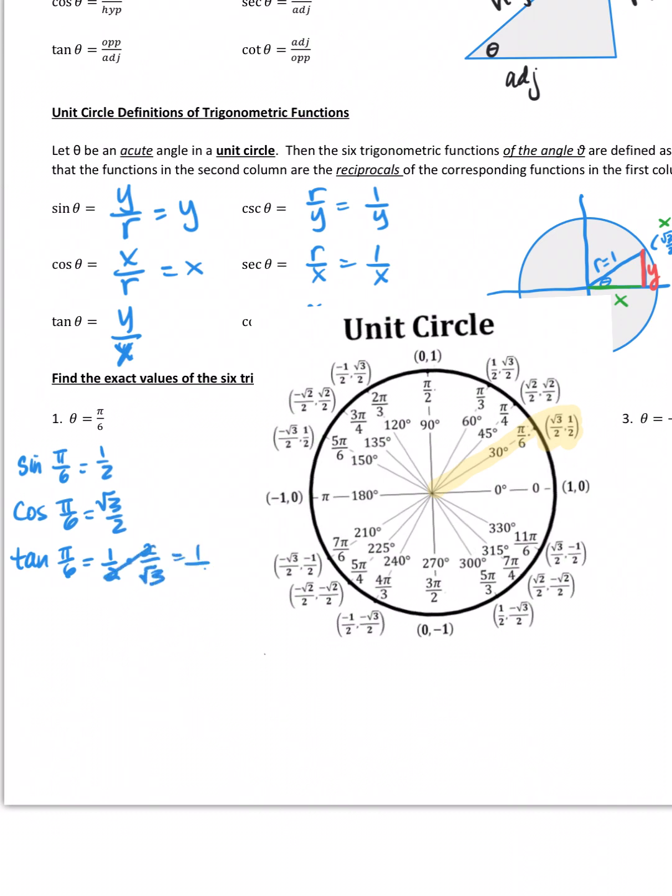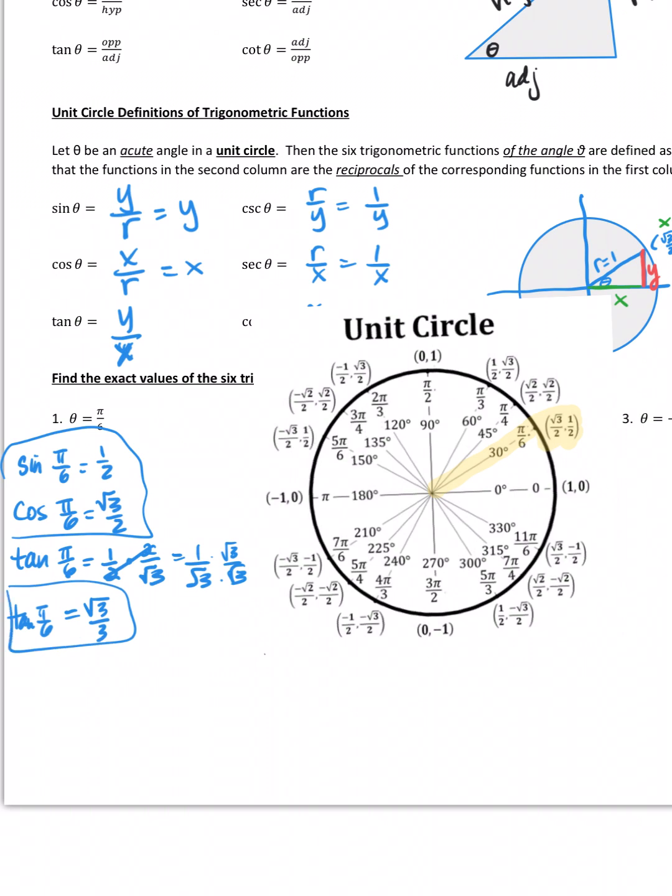Okay, so I have 1 over the square root of 3. Well, you have to rationalize that. You can't leave it like that, right? So that will mean that the tangent of pi over 6 is the square root of 3 over 3. So there's our first three. There's 1, 2, here's 3.